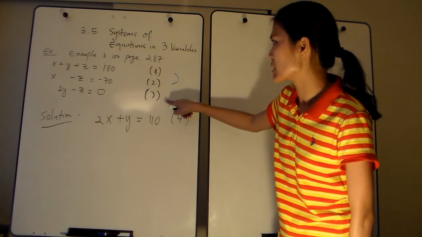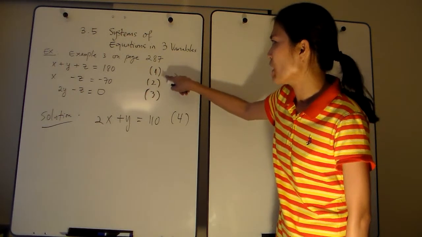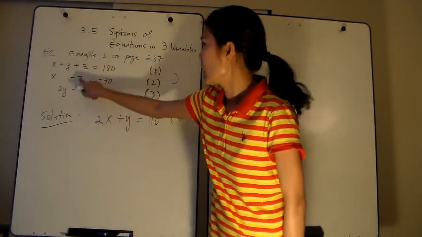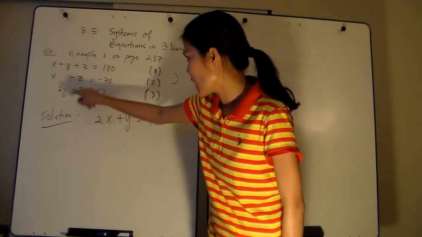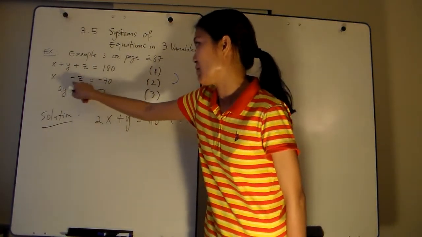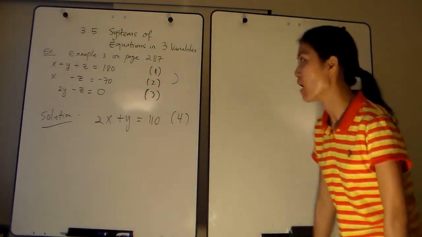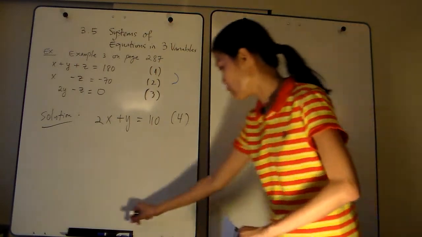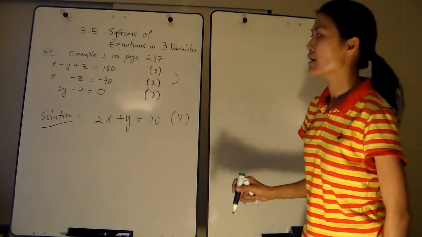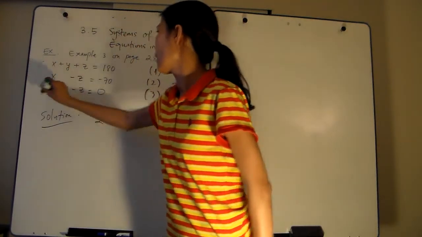The reason is that for 1 and 3, you can eliminate the z. It has opposite signs, so it's ready. If you pick 2 and 3, it's not ready because they have the same sign. You want the opposite signs. So I'm going to use equations 1 and 3. Okay?